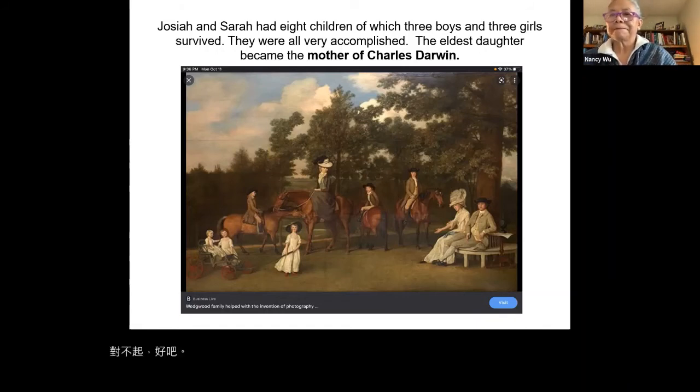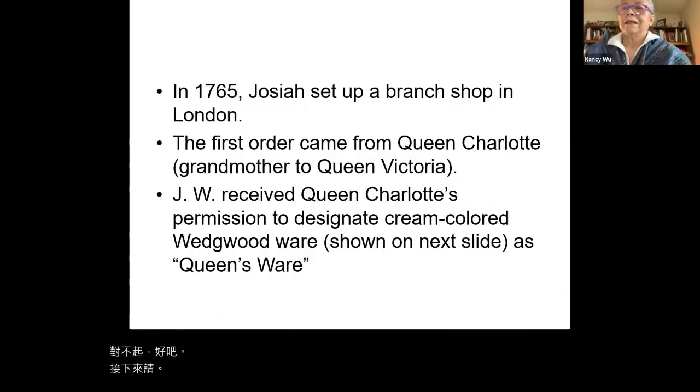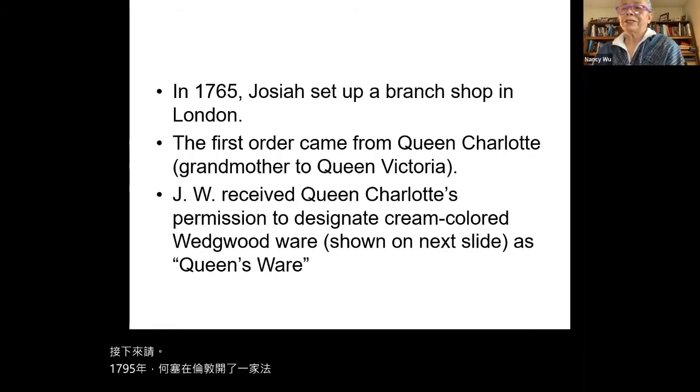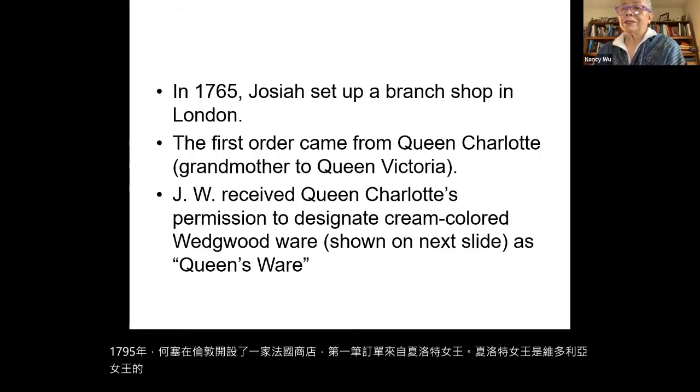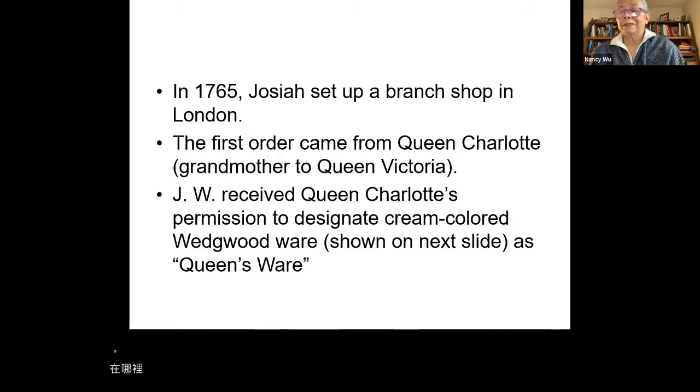Next, please. In 1795, Josiah set up a branch shop in London, and the first order came from Queen Charlotte. Queen Charlotte was the grandmother of Queen Victoria, and Josiah received Queen Charlotte's orders one after another, so she was a good customer, and he requested that the cream-colored ware be named Queen's ware. So I'll show you what Queen's ware looked like. Next, please.